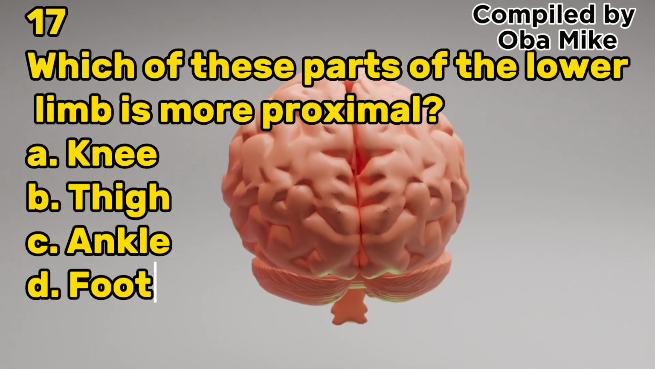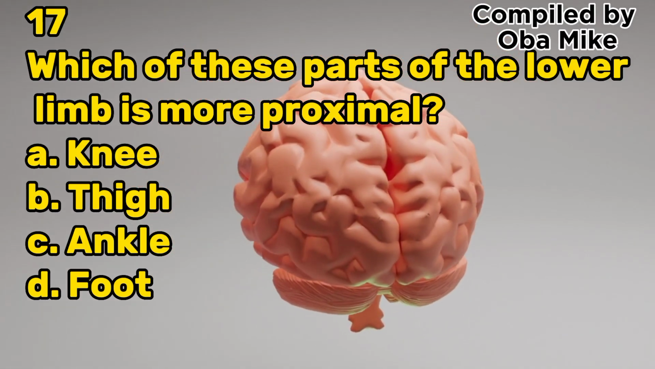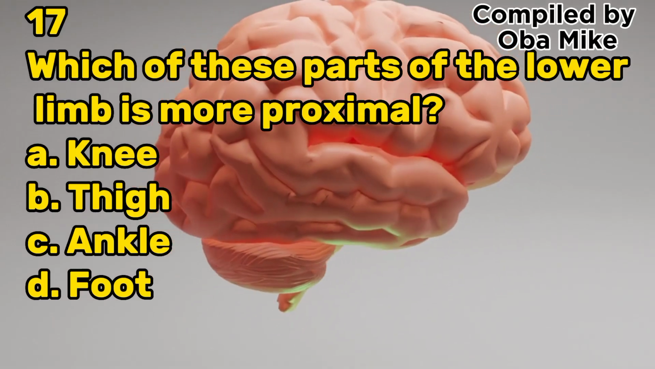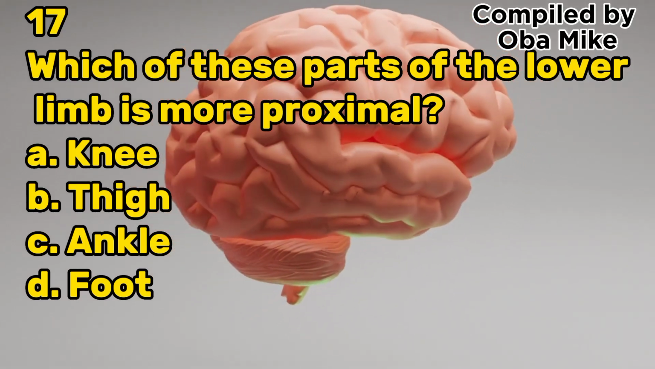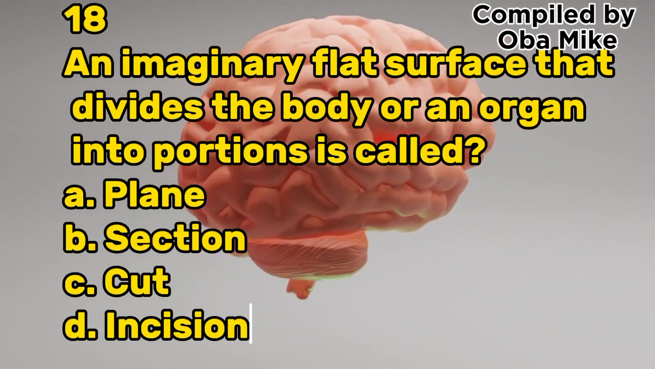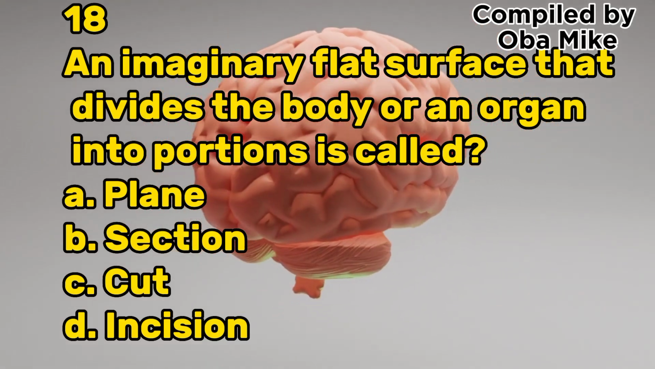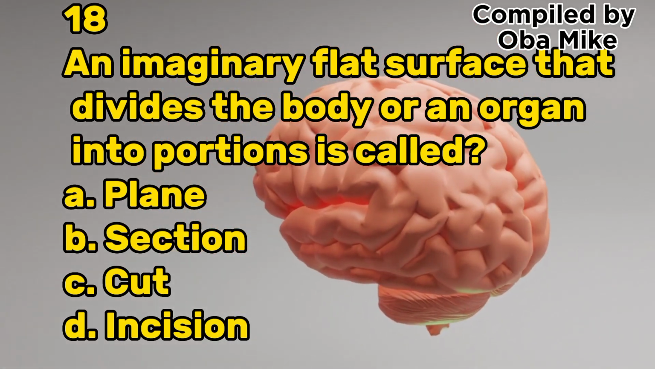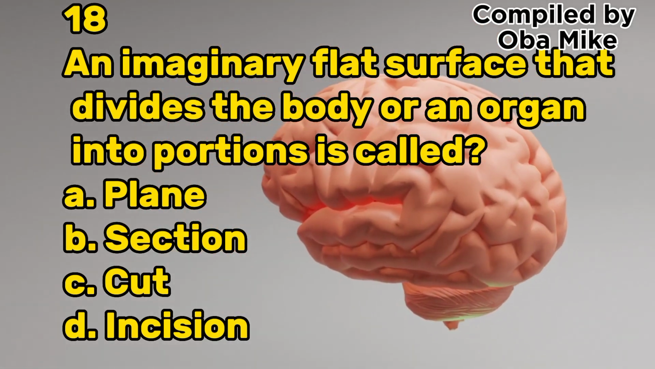17. Which of these parts of the lower limb is more proximal? A. Knee, B. Thigh, C. Ankle, D. Foot. 18. An imaginary flat surface that divides the body or an organ into portions is called A. Plane, B. Section, C. Cut, D. Incision.